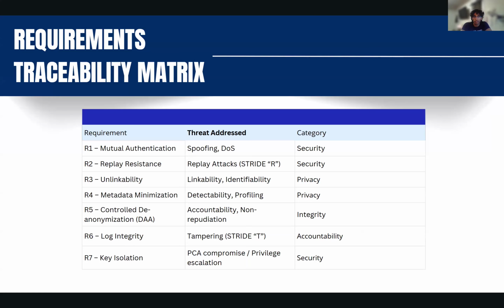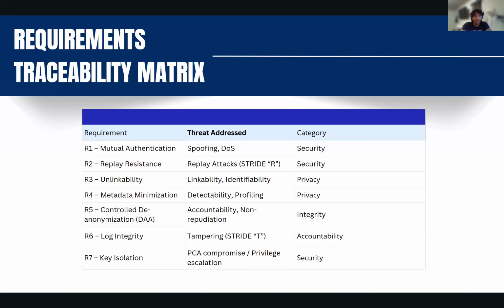R5, which is controlled de-anonymization, provides accountability while maintaining privacy. R6, log integrity, prevents tampering with append-only audit trails. And then we have R7, key isolation, which protects against PCA compromise. And then all these requirements also trace to STRIDE and LINDDUN threat categories.